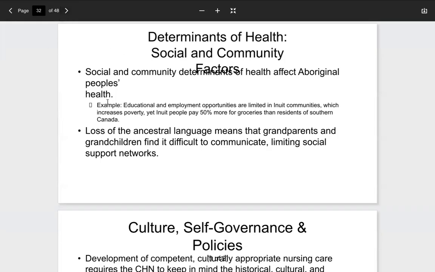Another example is the loss of the ancestral language. Like I mentioned in relation to the residential schools, where they weren't allowed to speak their language, a lot of it has been lost. So sometimes the grandchildren are not able to communicate with their grandparents because of that lack of exposure to their native language, which is going to limit social support networks. So really the point of this slide is to show that domino effect.